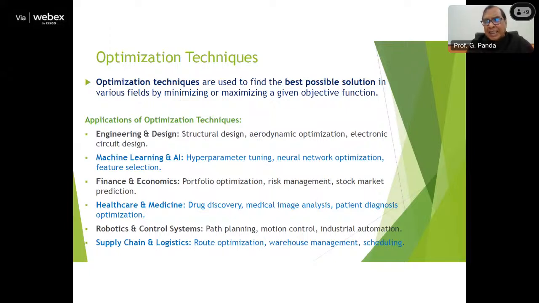y equal to sin x, a simple example. So basically, x is a single variable here. If you put the value of x in sin x and get the value of y, it is called evaluation of the objective function. This is fitness evaluation.